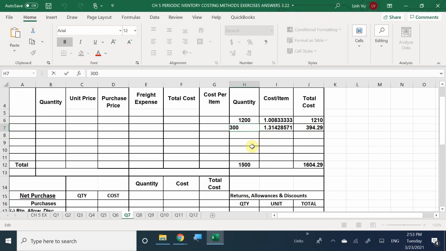Mine came out to 28 cents. Did you round this number? Because this one, I cell referenced it from the previous page. 31428. Well, I stopped at 5. Once again, if you stop anywhere, you're rounding the number. And you want to make sure that you don't do that. You only round this number.